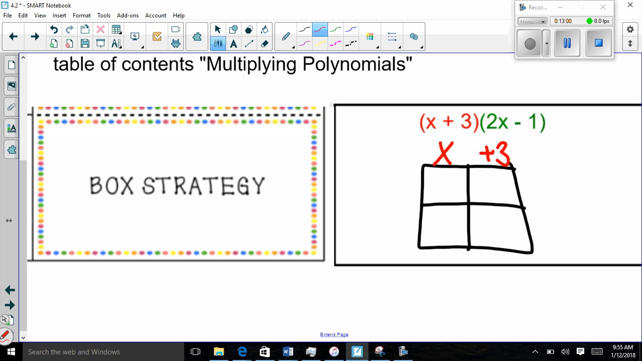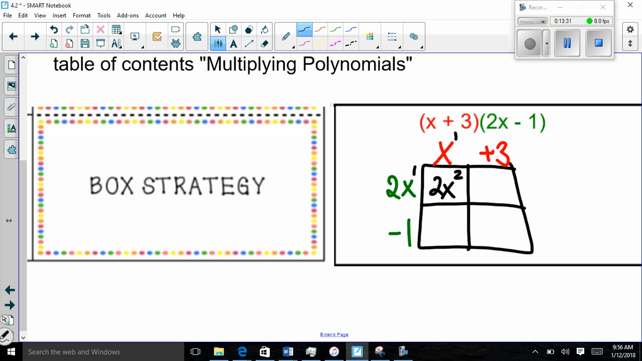2x plus 3. Now I'm breaking the other guy up. Minus 1. So I'm just breaking them up. Now you're going to find the area of each box. You're multiplying to find the area. So what is x times 2x? 2x to the 1. Good, because remember, these are invisible ones like we just did.